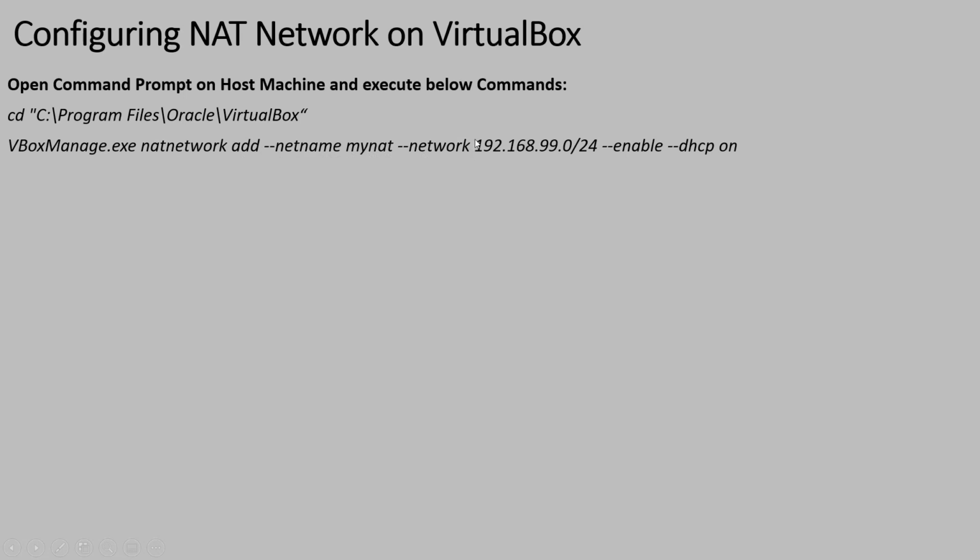--network to specify subnet we want to configure network service for. So in our case, we'll use this subnet. --enable to enable this service for this network. --dhcp on to enable DHCP feature for this service. This is all we need to do to add NAT network on VirtualBox. The next will follow remaining steps. Now I'll move to system and will configure this routing.